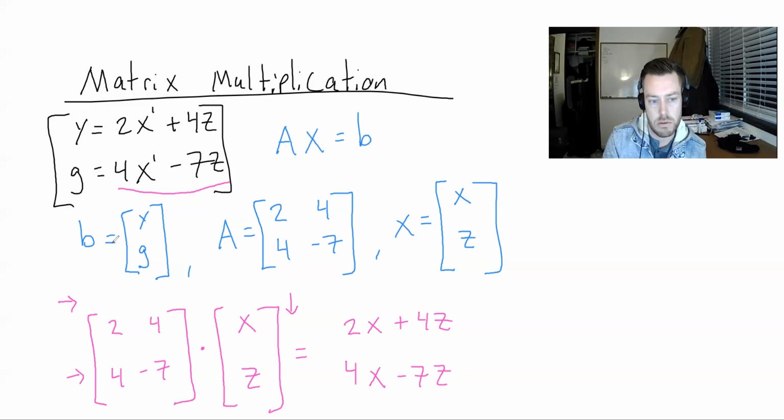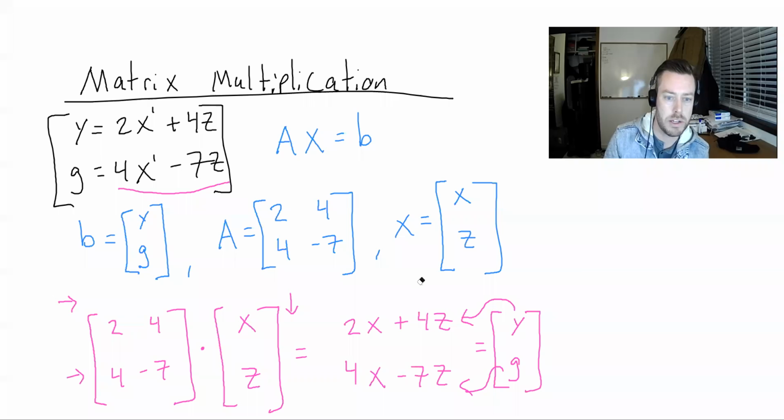And this is obviously equal to b, right? Equal to your matrix or vector b. It's going to be a y and a g, and you can already see that this y is going to go to this equation, and this g is going to go to this equation. So pretty simple, pretty straightforward matrix multiplication. It'll help you out a whole lot.